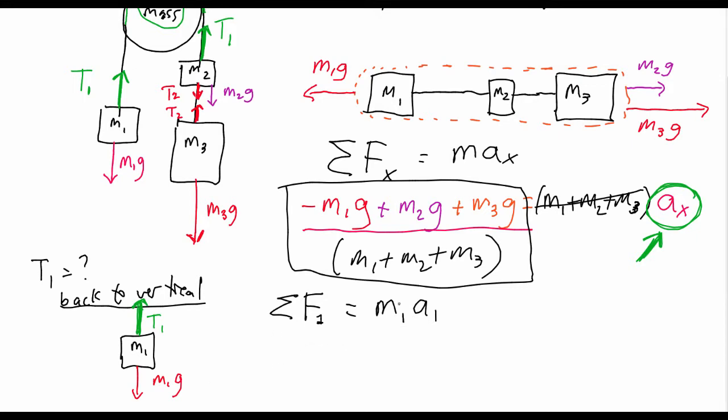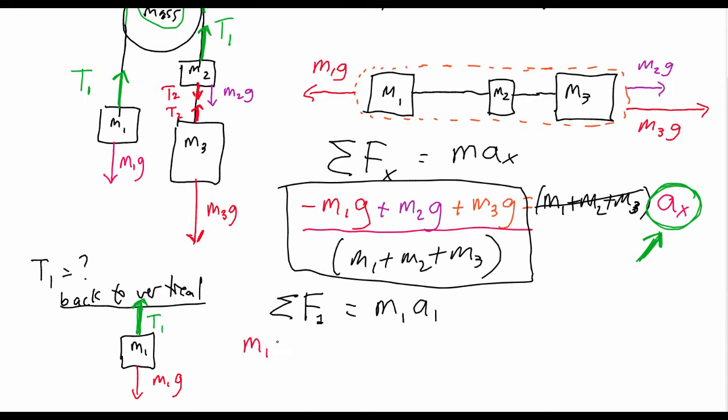Which way am I going to make positive? Now, it's critical that I stick with the sign here. For this problem, I made this way positive. How do I know that? Because I made this negative, M1G, pulling that way. So the way it accelerates is going to be positive. So that means I've got to make M1 positive. So let's stick with that. M1G is going to be positive.